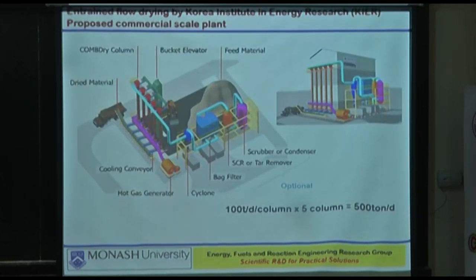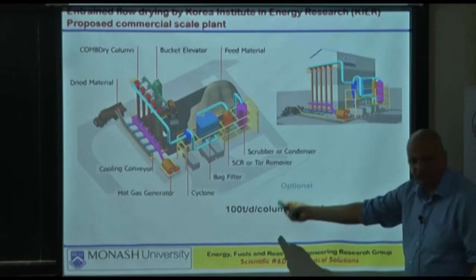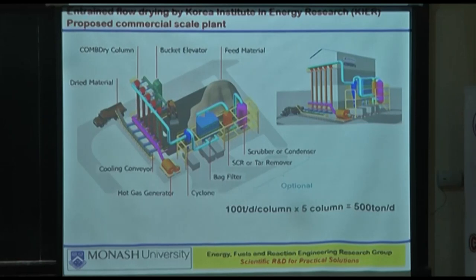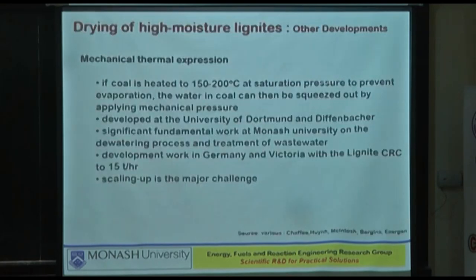And their concept is that they are very confident of having a design of a 100 ton per day unit. If the power plant requires 500 tons per day of coal, then they think they will need 5 of those rather than one single 500 tons per day unit. With the knowledge that they have at this point of time, they will not go into that scale up. So this is a very simple unit.